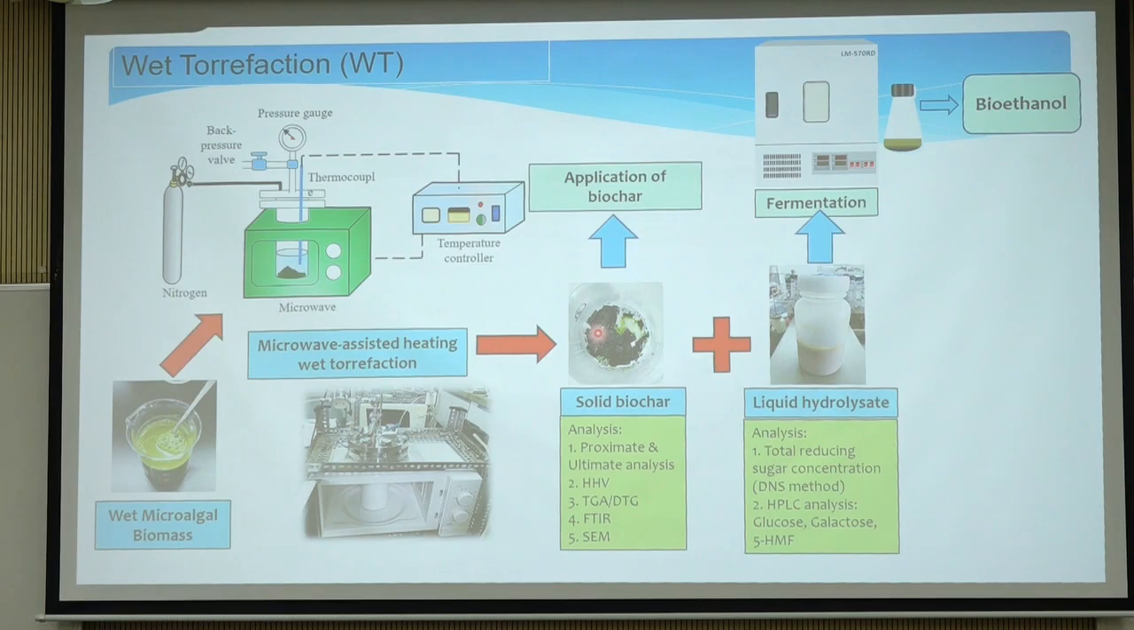It can be for other purposes. For the liquid product, we found that we have a high total reducing sugar. With the reducing sugar content, we are able to convert it into bioethanol. That's why we further do the fermentation process to convert it into bioethanol. Any questions? Any comments?